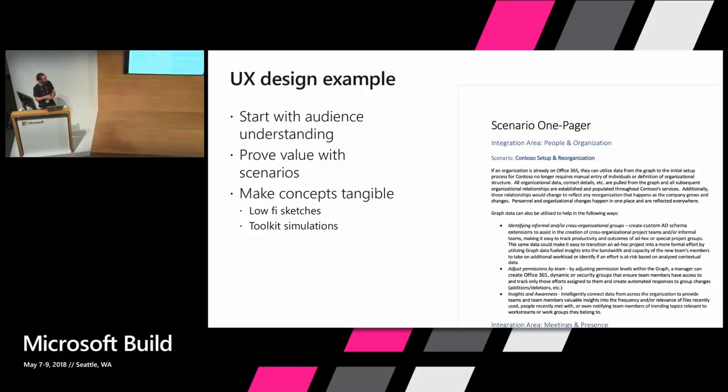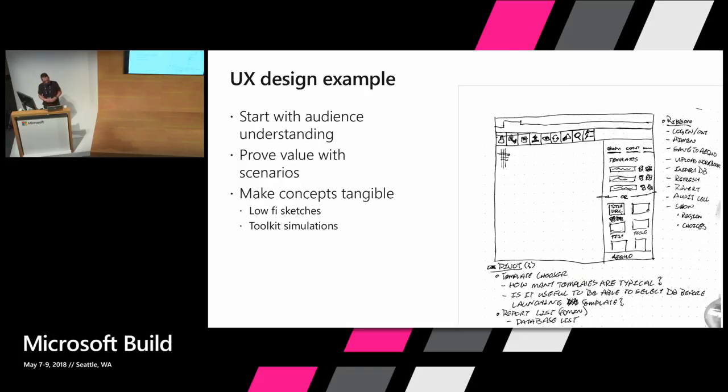So there's a description of the feature set and some of the benefits that it might deliver to the end user. So we try to prove the value of these opportunities with scenarios, and then we work to make the scenario concepts tangible with hand sketches. Sometimes these are quite low fidelity on paper, and sometimes they might end up being whiteboard sketches as a team.